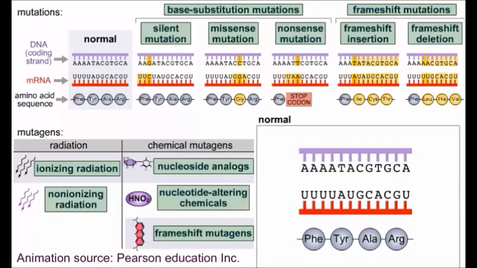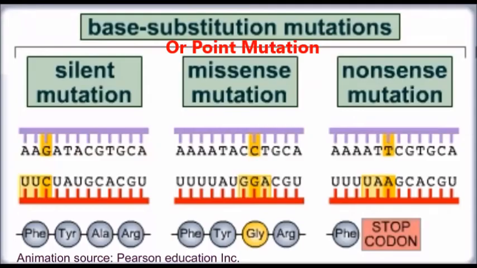Let's begin with the different types of mutations. First, we will see the base substitution mutation. Base substitution mutations occur when a single nucleotide replaces another in the DNA sequence. Base substitution mutations can be further divided into silent mutations, missense mutations, and nonsense mutations. Now let's dig deep into each of these types of mutations.